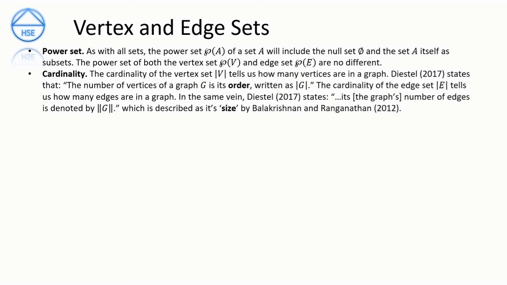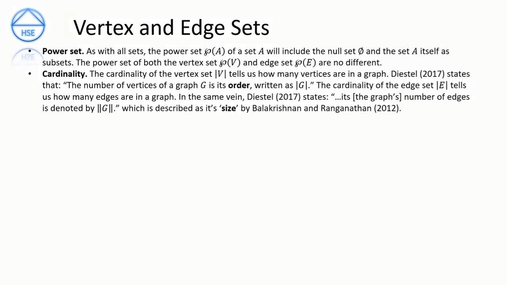Cardinality. The cardinality of the vertex set is given by the absolute value bars enclosing the set, and this tells us how many vertices are in a graph. DSTL 2017 states that the number of vertices of a graph G is its order, written as G with bars. The cardinality of the edge set tells us how many edges are in a graph. In the same vein, DSTL 2017 states its, i.e. the graph's, number of edges is denoted by G double bar, which is described as its size by Balakrishnan and Ranganathan 2012.